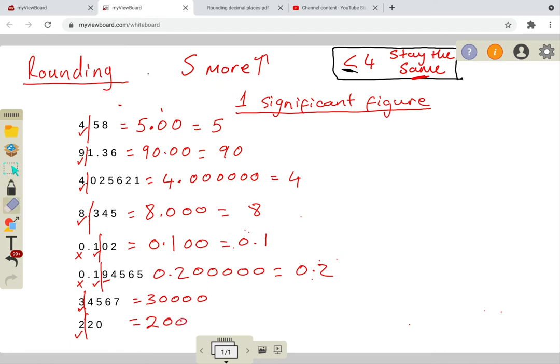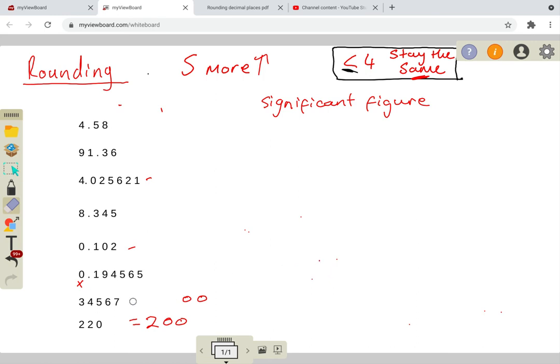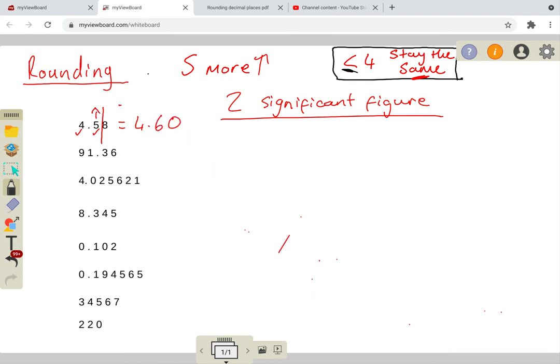Okay. Let's try two significant figures. So guys, two significant figures. For the first one, 4.58. Is the 4 significant? Yep. Is the 5 significant? Yes. Draw your line. That's two significant figures done. Number after a line, is it 5 or more? Yes, it is. So 4.6, this number goes up, and then the rest of the numbers turn to zeros.